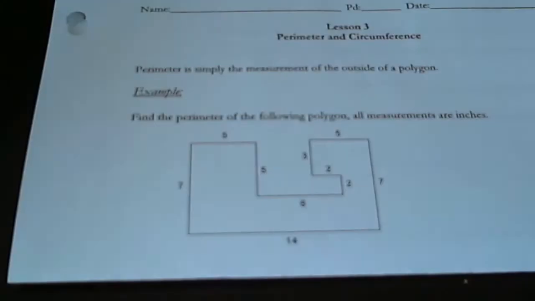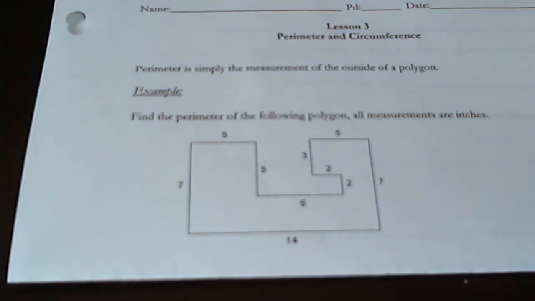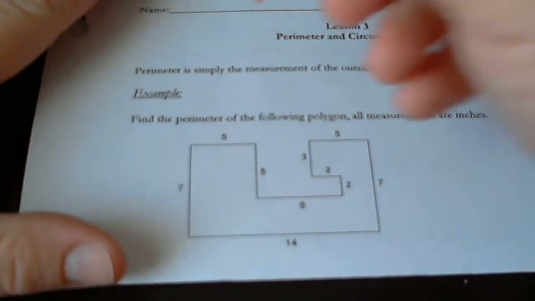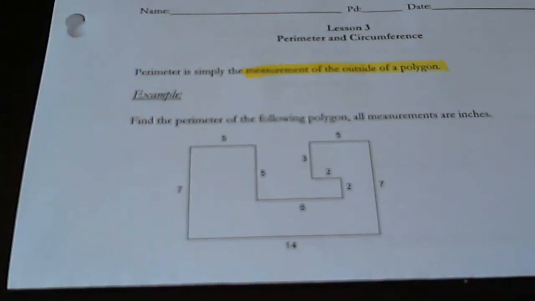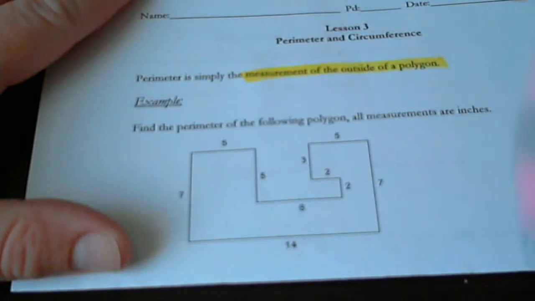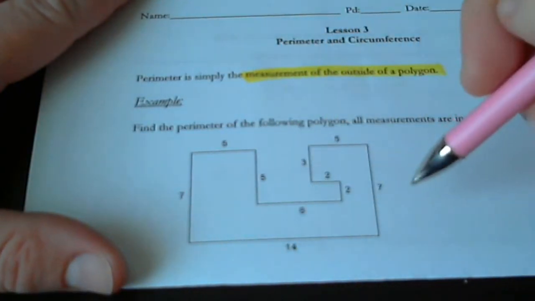Perimeter is nothing more than the distance or measurement around the outside of a polygon. So really all we're going to do is take all these sides here and add them together.